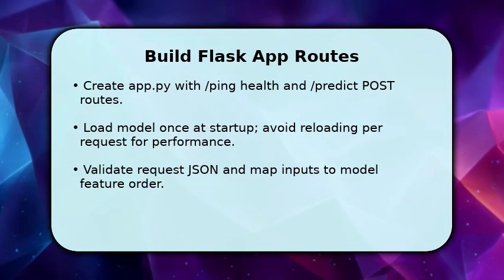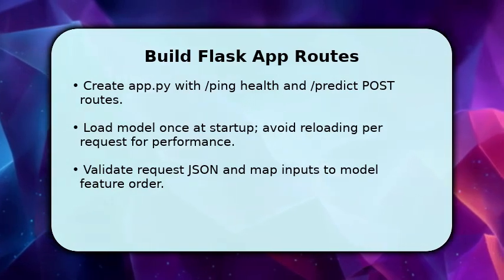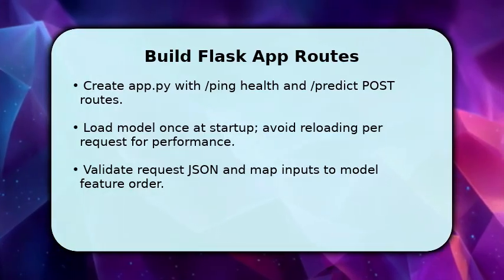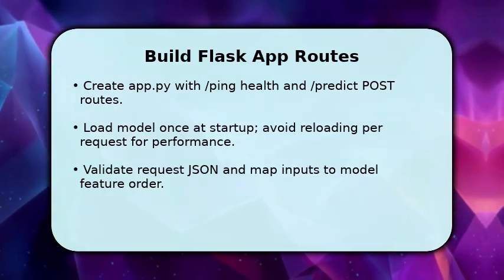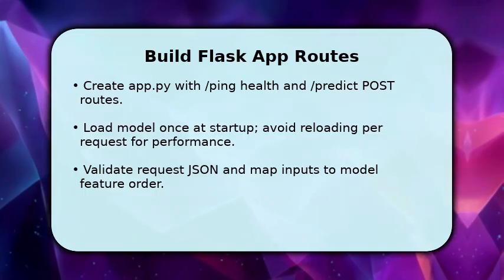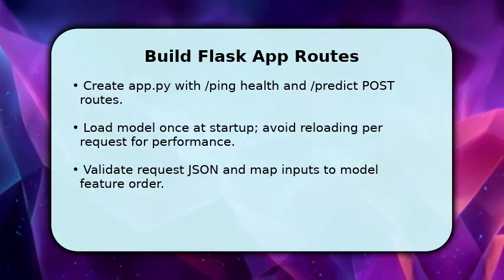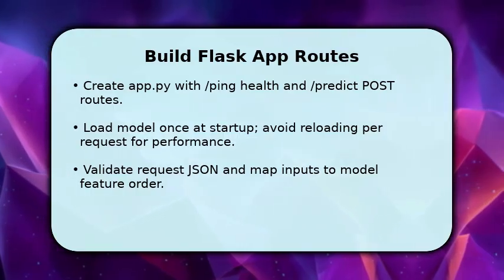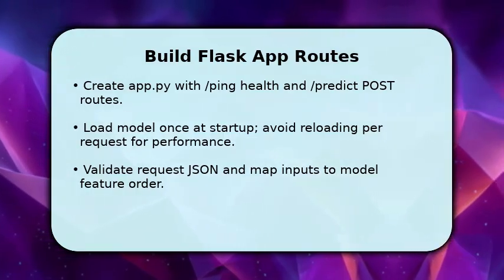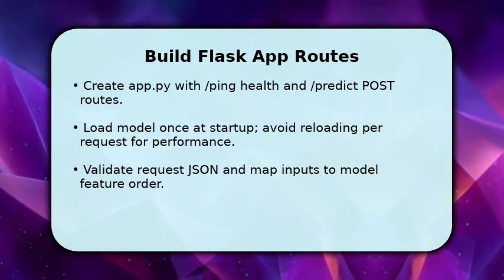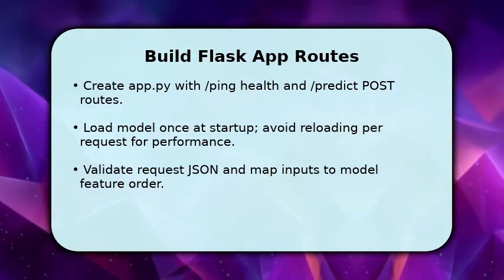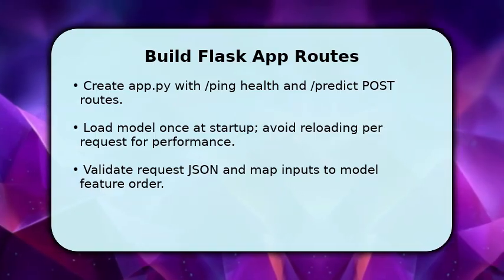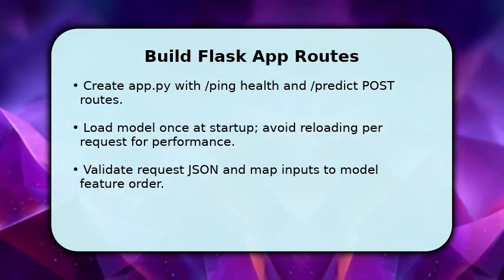You now implement the Flask app. Load the model at startup so subsequent requests reuse it. This reduces latency and memory churn. Define a /ping route for quick health checks and a /predict POST route that parses input JSON, validates required features, and passes a NumPy array or data frame in the exact feature order the model expects. Make sure to return clear error codes for malformed input. This helps clients and makes debugging far easier during integration testing.